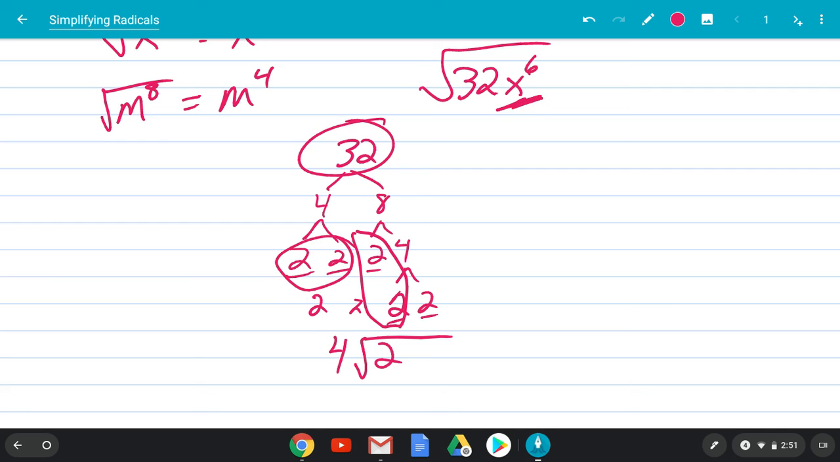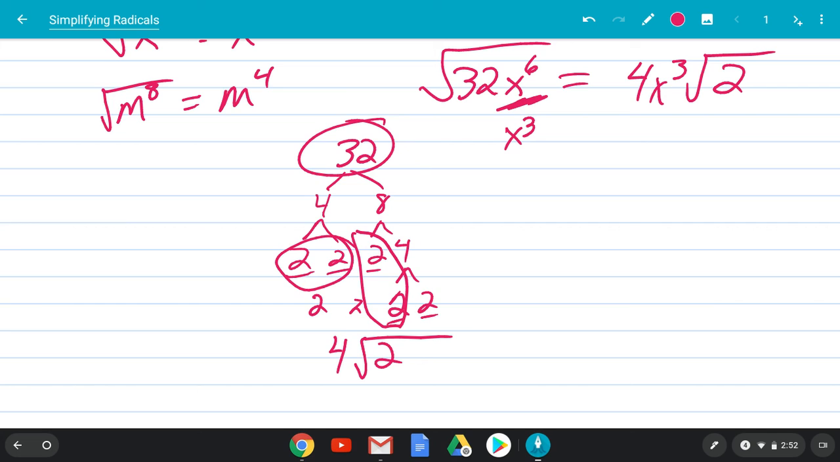But then I got to deal with this x to the 6th. Well, what's the square root of x to the 6th? That would be x to the 3rd. So when I finish this up, it would be 4x cubed times the square root of 2. Whew! How you doing? Struggling? Understandable. This is not necessarily an easy task, but if you break it apart and deal with both sides, it's not that bad.